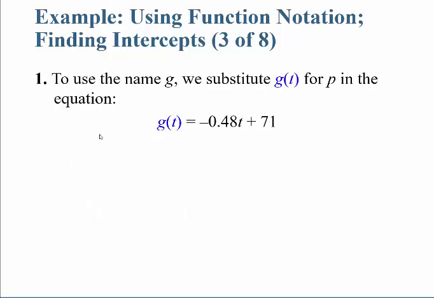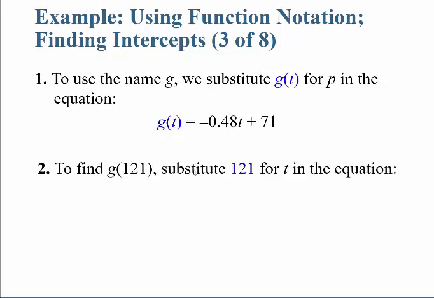Okay, so let's do the first one. Use the naming convention g. We substitute g of the explanatory variable, so the explanatory variable is t, time, for p in this equation. So we replace p with g of t. So basically what we're saying here is the percentage of smokers is a function we call g of some time variable, with time being the years since 1900.